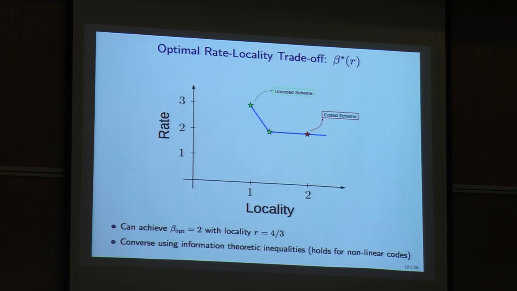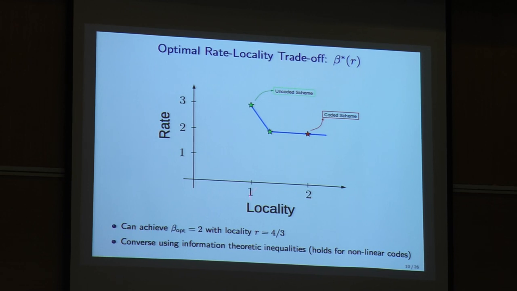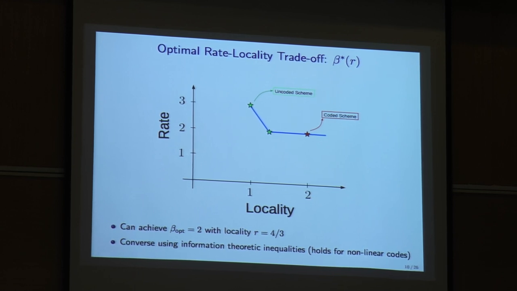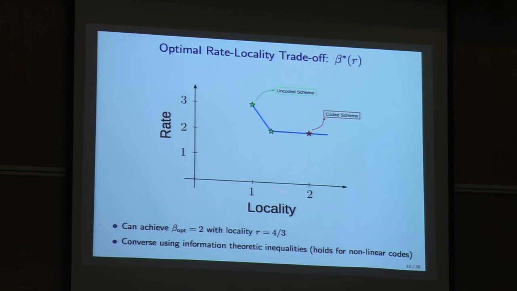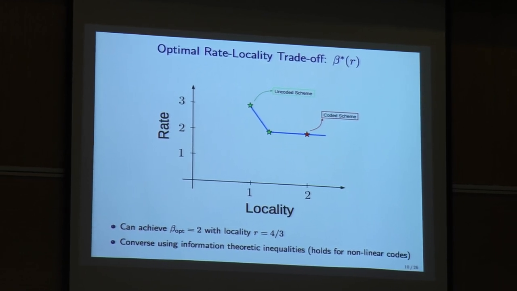Okay. So this is a picture I told you about. You have locality and rate. Here is the uncoded scheme. Locality was 1, very good locality-wise, but it has high rate. This is the coded scheme. It has locality 2 and rate 2. And this blue line we obtain using information theoretic inequalities, by proving converses and achievability. This is the optimal curve. So you see that the uncoded scheme is actually optimal. Although it looks very simple, it's an optimal point on the curve.